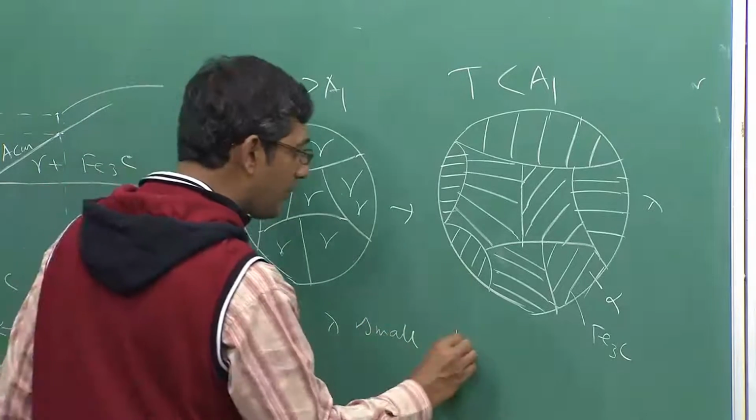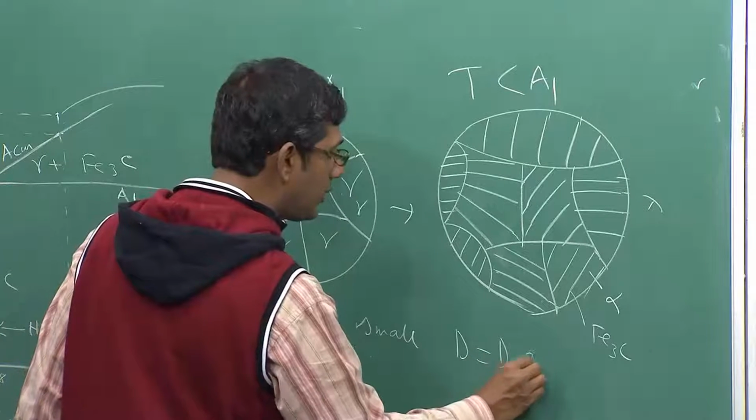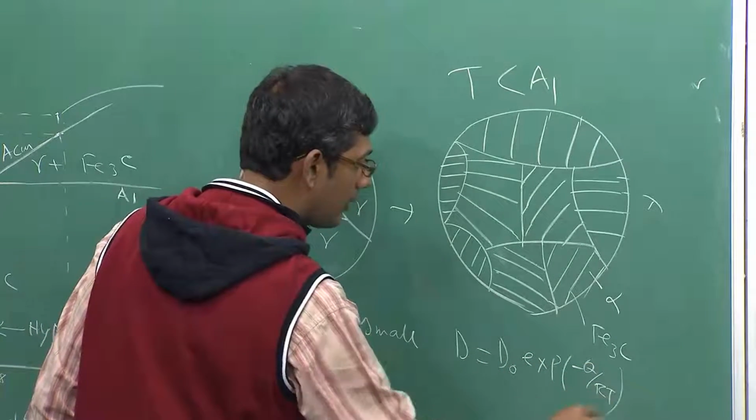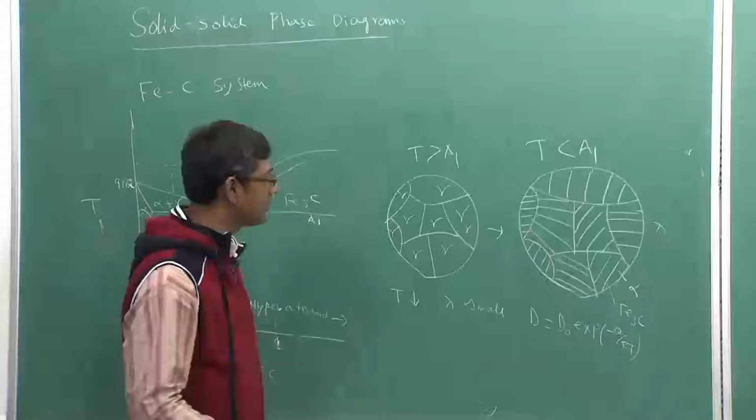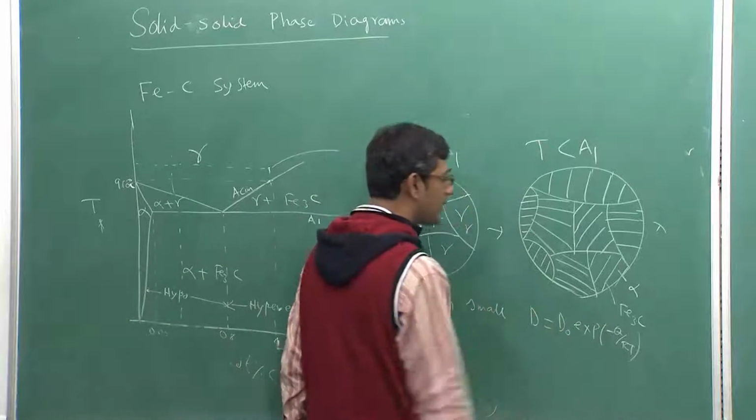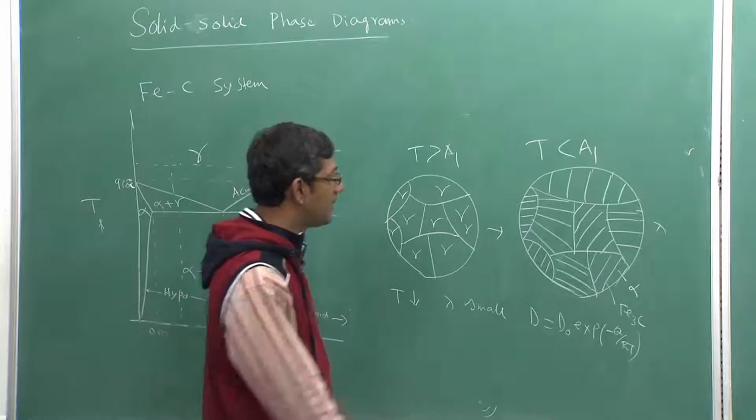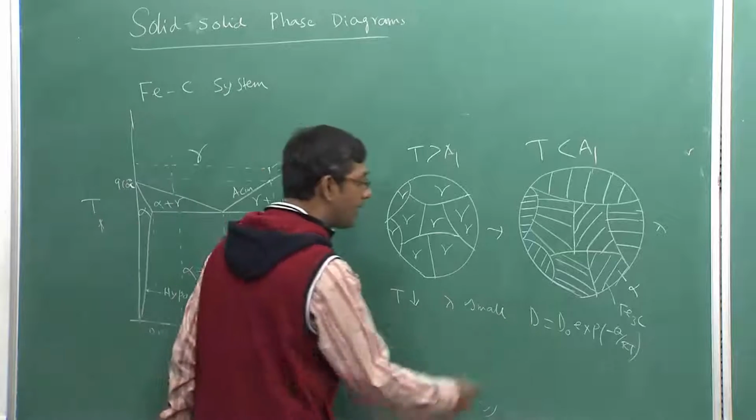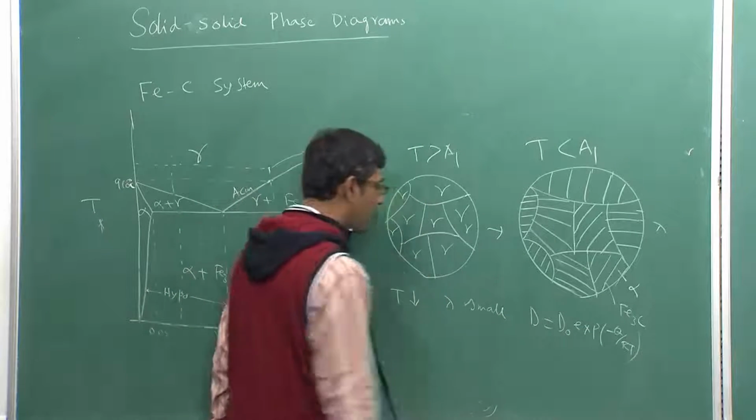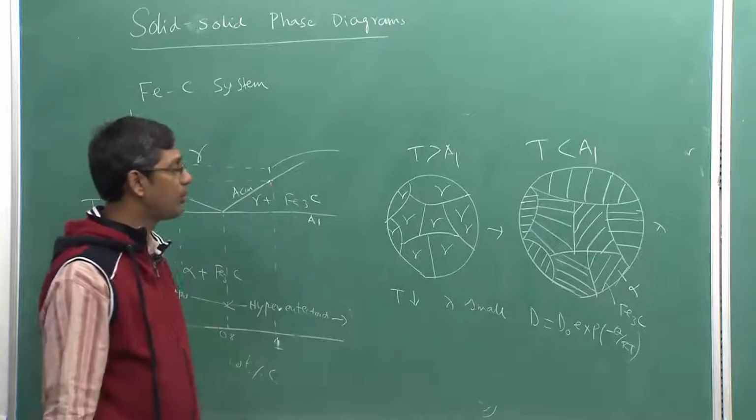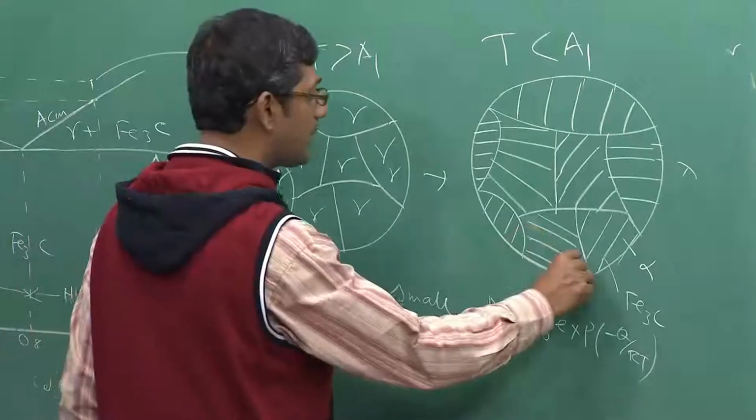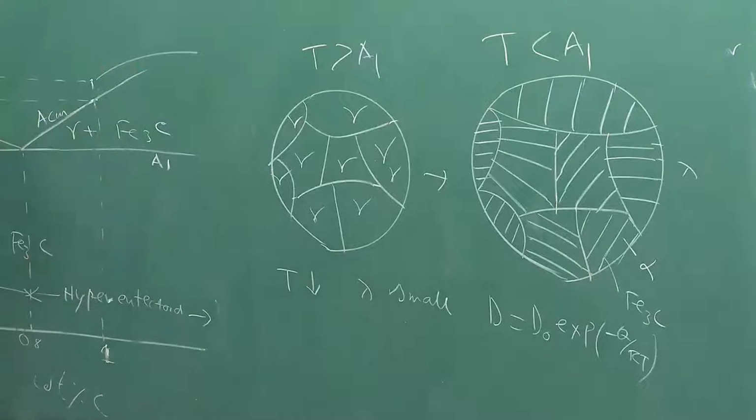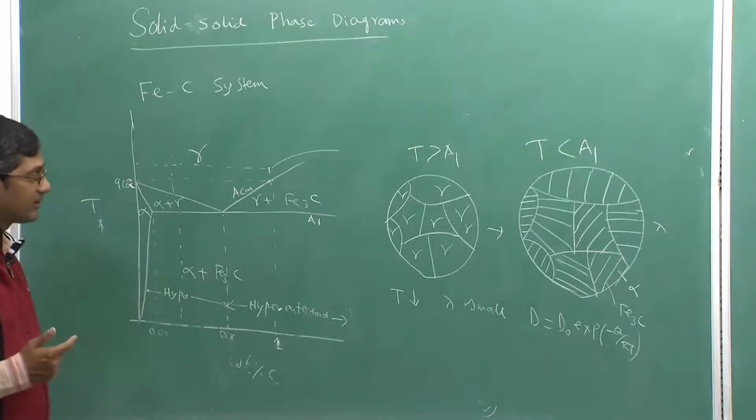because diffusivity depends on temperature. How? D = D0 exp(-Q/RT), where D0 is a pre-exponential constant, Q is the activation barrier height, and T is the temperature. So as you increase the temperature, D will be high, and as you decrease the temperature, D will be low. Therefore when T is low, diffusion is low. If diffusion is low, the thickness of these lamellae is also low, and therefore lambda is small. So this is the effect of kinetics, that is, the effect of diffusion.